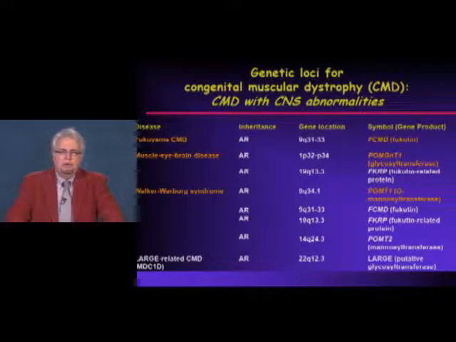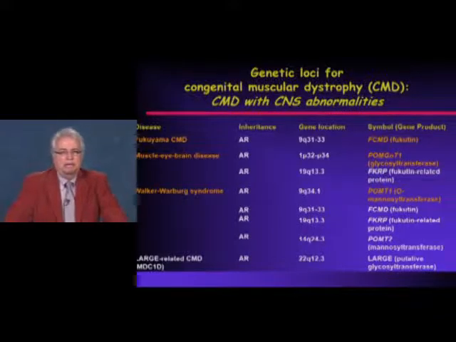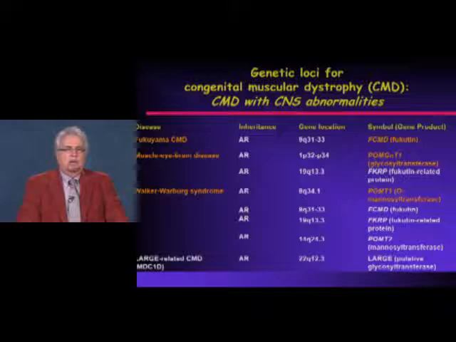And then we get into the group of CMDs with structural CNS abnormalities. Some people don't like that term. They say CMD with CNS involvement with or without mental developmental delay. But in any case, the main ones are Fukuyama congenital muscular dystrophy, muscle-eye-brain disease, and Walker-Warburg syndrome.